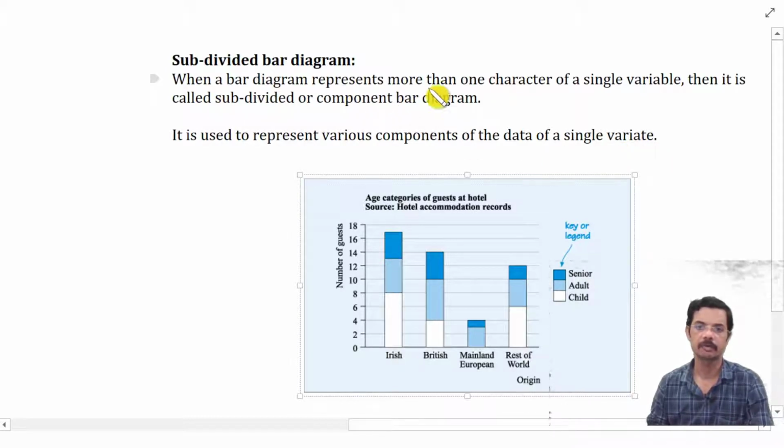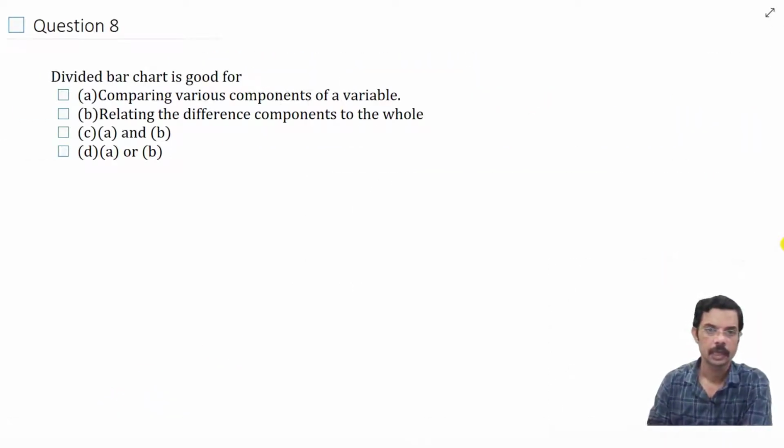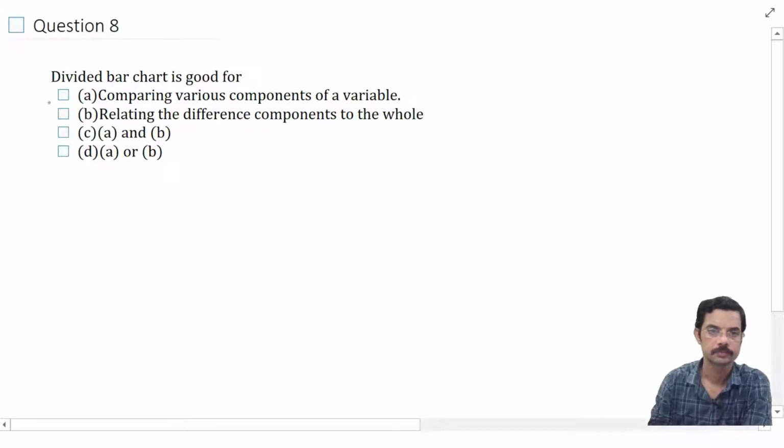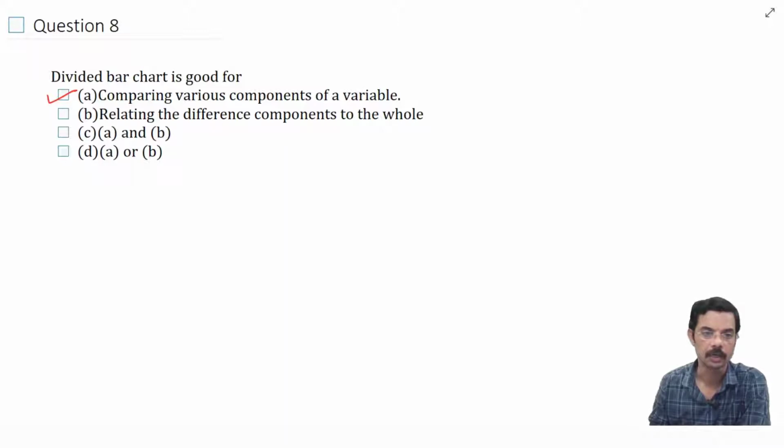Okay, when a bar diagram represents more than one character of a single variable, then it is called a subdivided or component bar diagram or divided bar graph. It is divided into further sub components. So the option is option A, comparing various components of a variable. A divided bar chart is good for comparing various components of a variable. Okay, completely watch this video.